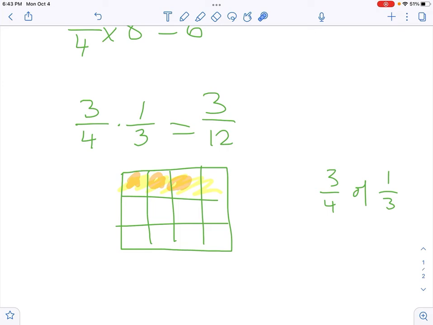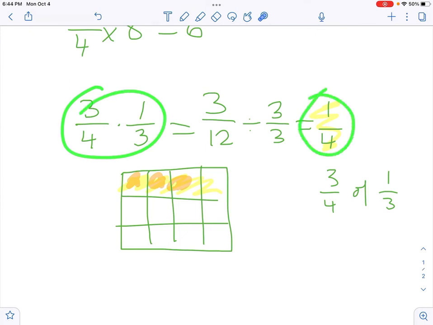And I get 3/12. Now I'm not done because I have to reduce my result, right? So I can divide by 3/3 and I get 1/4. So that's my final answer. I'm going to highlight it. So 3/4 times 1/3 equals 1/4.